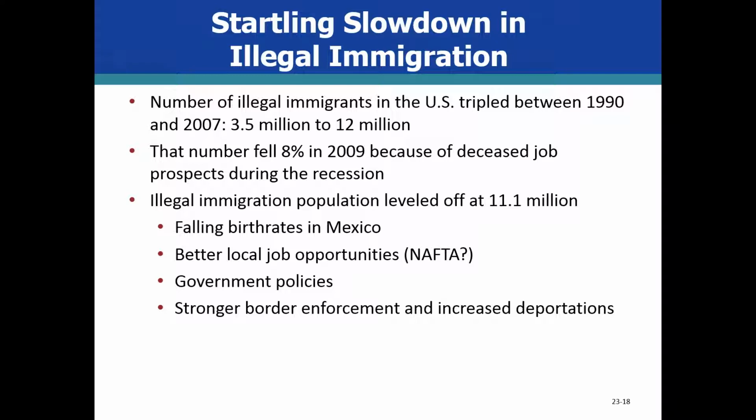What is the current status of illegal immigration? In recent history, illegal immigration increased significantly from 1990 to 2007, a time period covering both Democrat and Republican administrations. During the Great Recession, that number fell by 8% because of decreased job prospects in the United States. Based upon the constructs of this lecture, you can say the benefits just were not present. Recently, the immigration population has leveled off at about 11.1 million people due to a number of reasons.